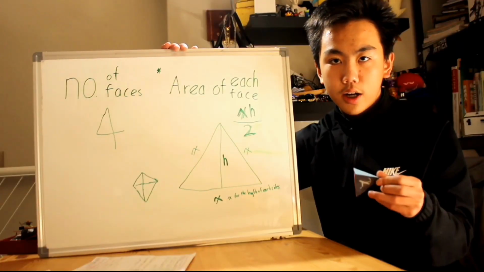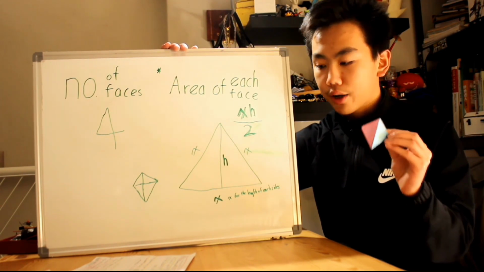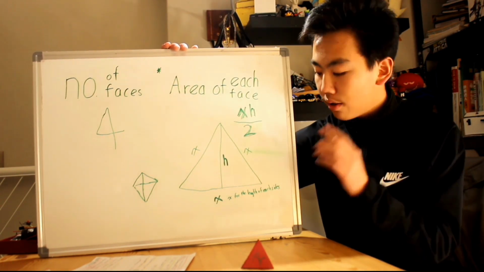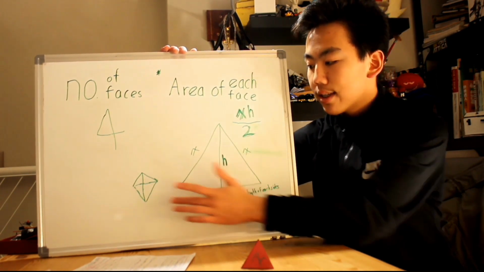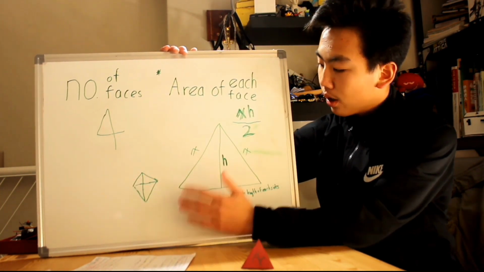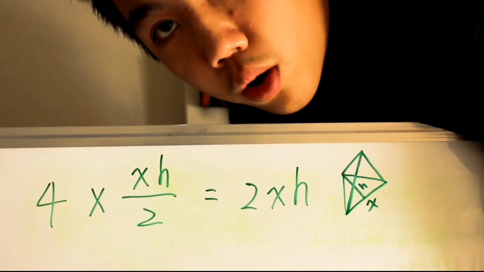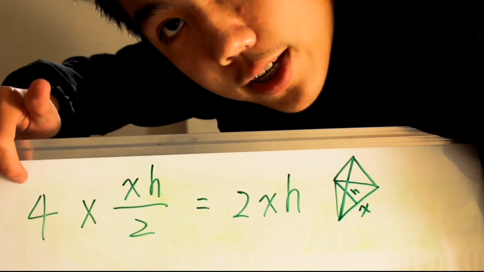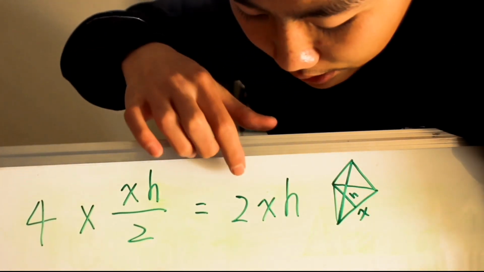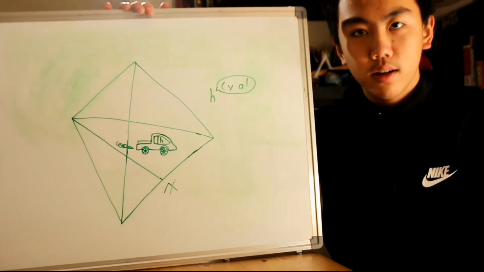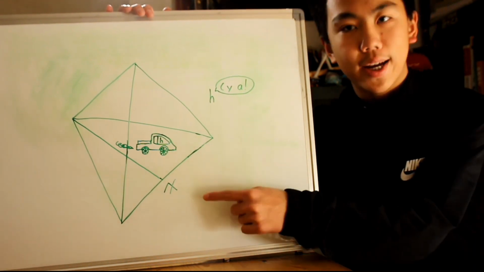In a tetrahedron, the faces are triangles, so we need to find the area of each triangle. And as we know, the area formula for the triangle is base times height over 2. In our case, the base is the side of the tetrahedron, and we name it x, so we've got x times h over 2. So we've got the number of faces and the area of each face, and simplifying we get 2xh. Wait, what if h goes on vacation and we only know x?